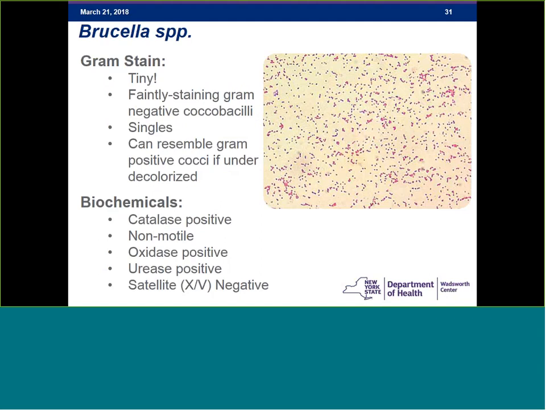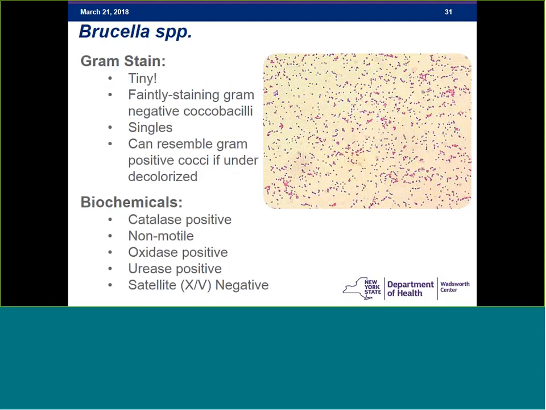Brucella on the Gram stain is extremely tiny and can sometimes be missed if a smear contains a lot of background material. It's a faintly staining gram-negative coccobacilli, and it usually arranges in singles which are not clustered. Brucella has a tendency to retain crystal violet, especially in blood culture smears, so under-decolorizing can cause it to appear as a gram-positive cocci.